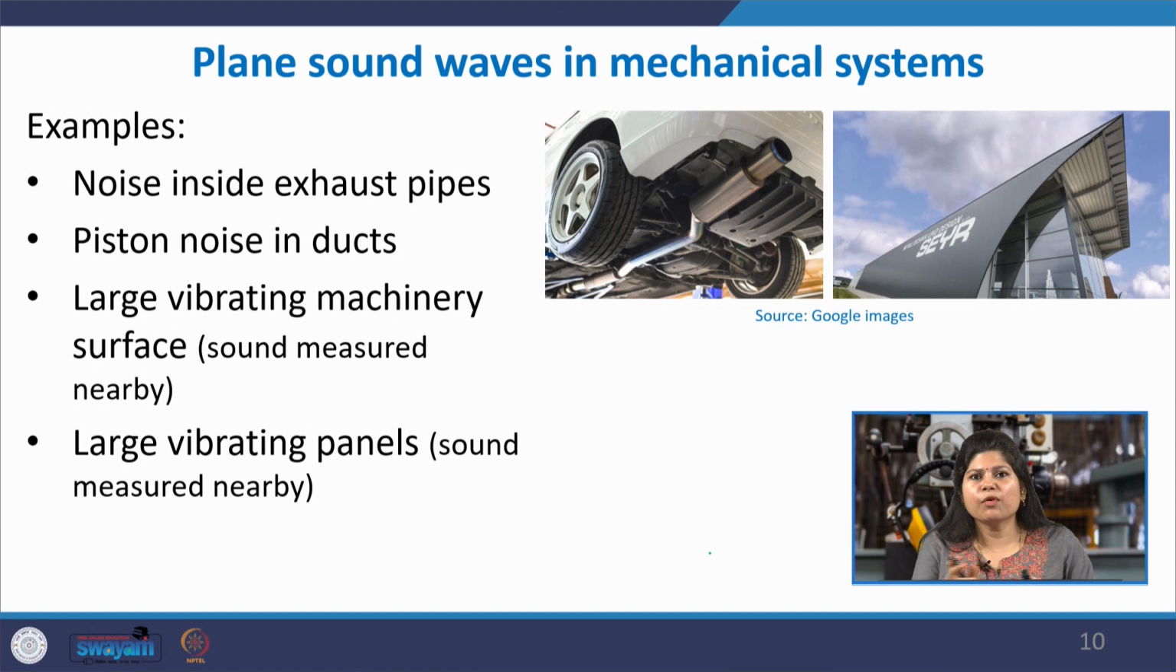So, what are some of the sources of harmonic plane waves in mechanical systems? Already I have told you that if, for example, you are using a reciprocating piston in a long pipe, it creates a planar wave front. A similar kind of system we can explore is the noise inside exhaust pipes.